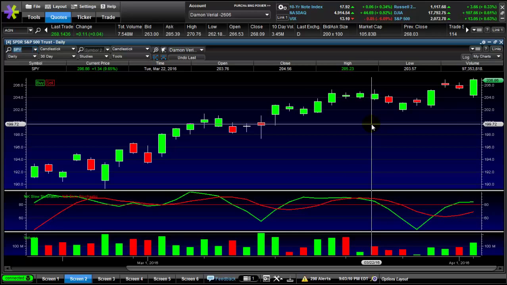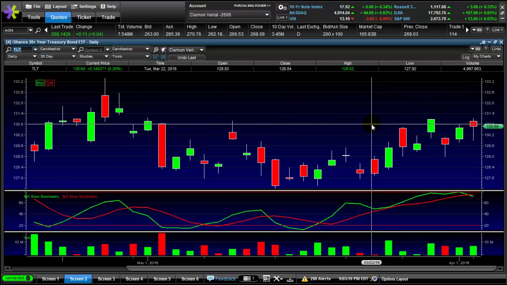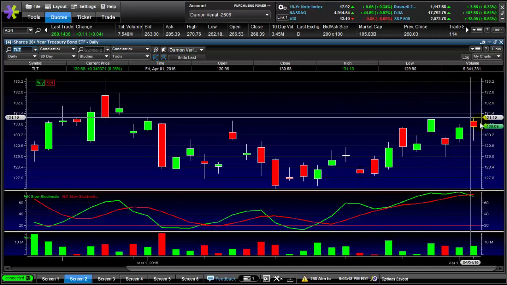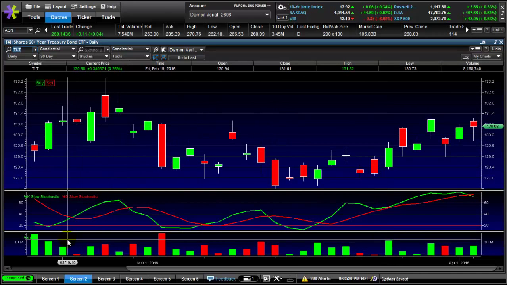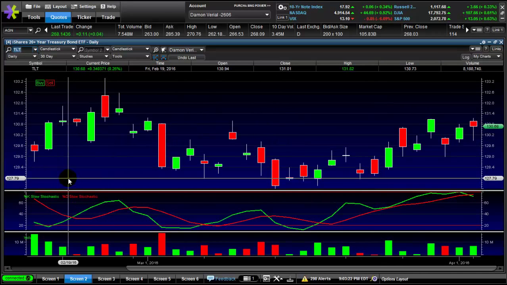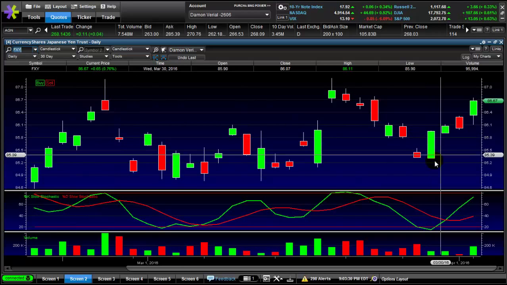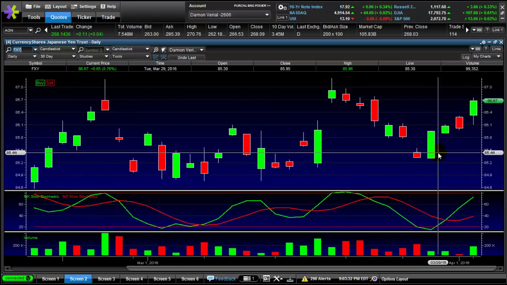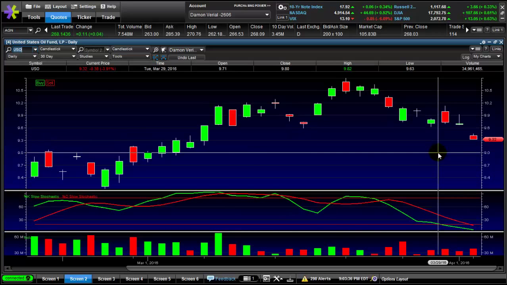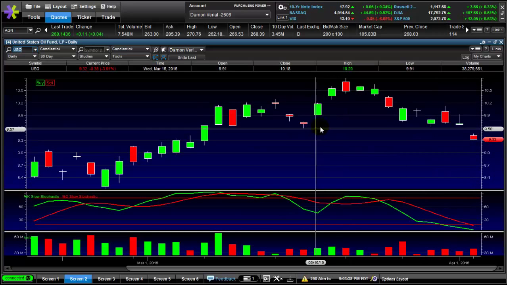So for example, when the SPY goes up, when the market goes up, bonds should go down. TLT is the 20-year Treasury bond ETF, but bonds haven't really gone down. They've trended sideways. In addition, the yen should go down when the SPY goes up. When you look at FXY, the yen has not gone down. Same with oil. Oil should go up, but it's been going down.